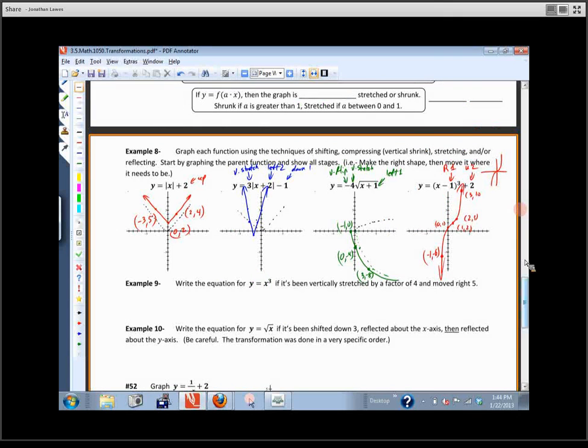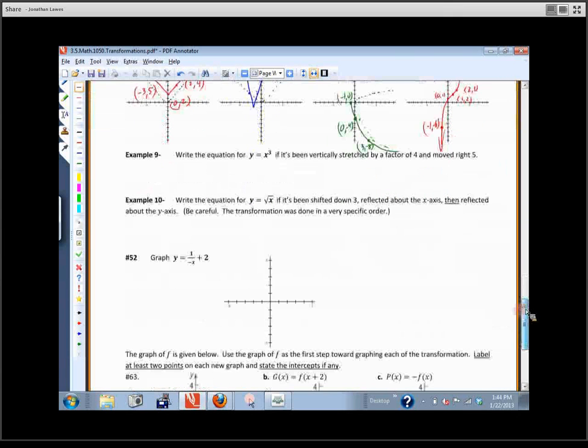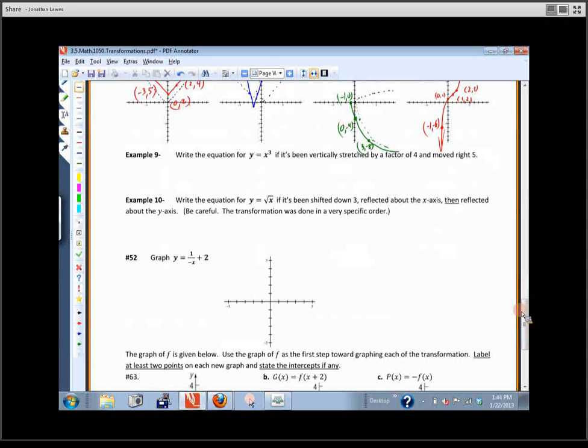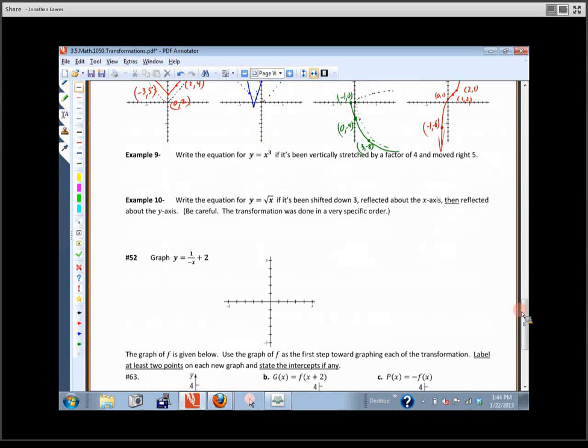All right, let's take a look at a couple more. The next one says, are there any questions? Raise your hand if you think this is easy. Okay, all right, that's half to 2/3. That's not too shabby. Okay, write the equation for y equals x cubed if it's been vertically stretched by a factor of 4 and moved to the right 5 units.